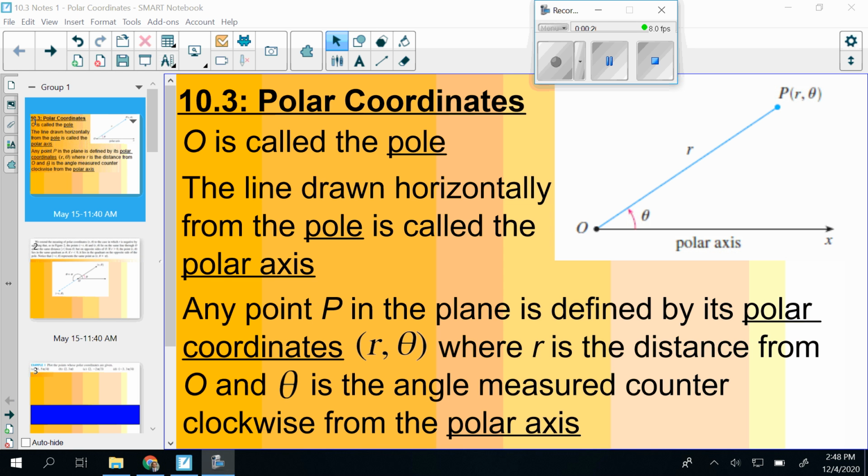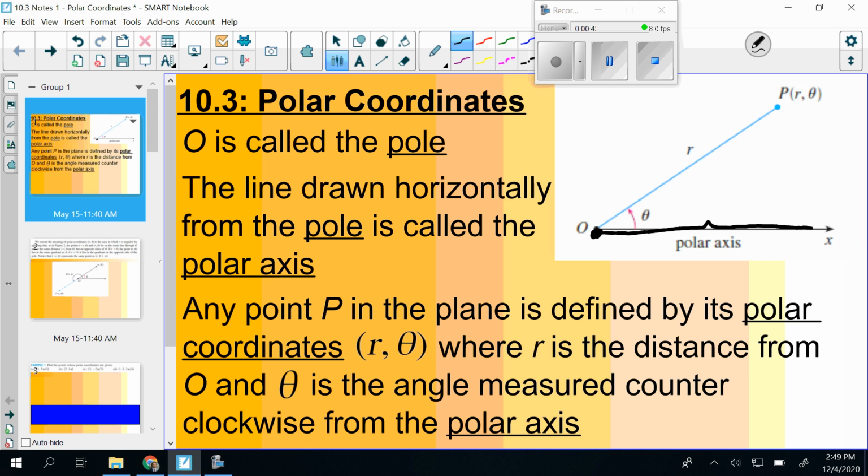To get to those, we need to first know what O is. O is called a pole. So you always have a point you start with, kind of like the origin in Cartesian coordinates, and that pole is where we draw everything from. The line drawn horizontally, that's this way, is called the polar axis. So that's the polar axis heading horizontally to the right.